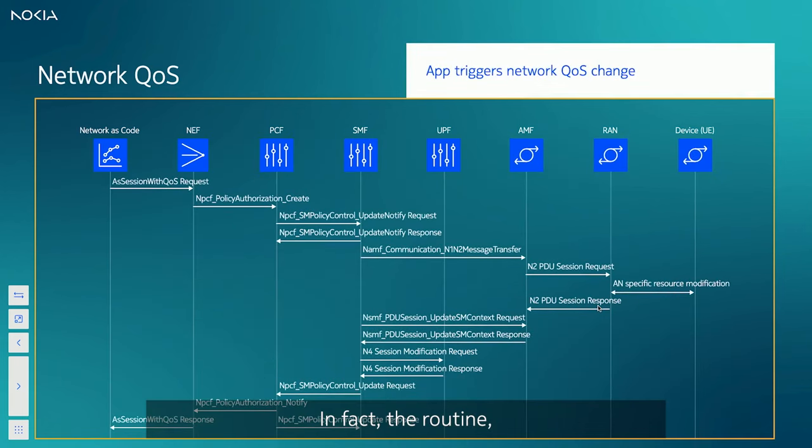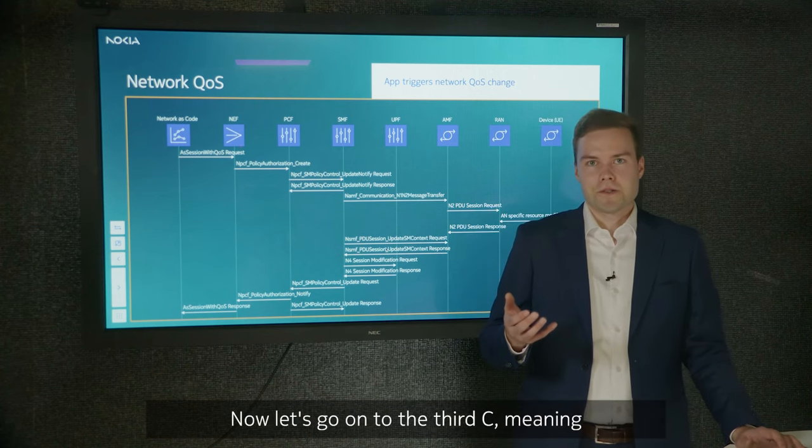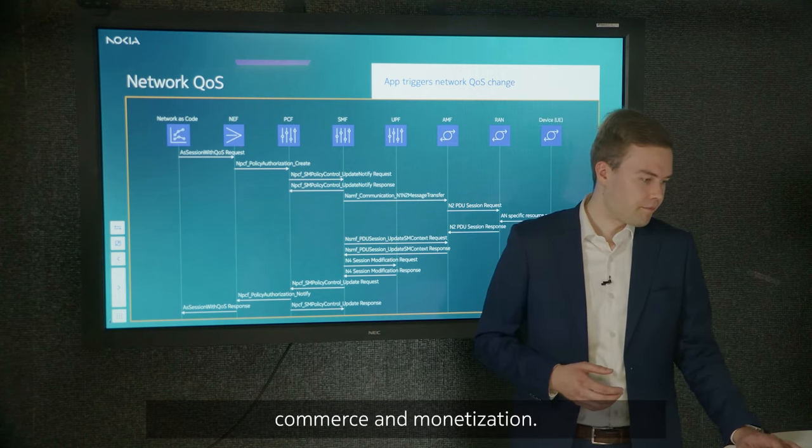In fact, the routine goes this much deeper down into various different subsystems inside of the network in order to achieve quality of service change on behalf of the drone in runtime. This is the kind of complexity that application developers who are non-network engineers are not willing to get involved with and should not have to get involved with. But by removing and simplifying this complexity, the Network as Code system has become a resource to application developers to complete this complex process. Okay, now let's go on to the third C, meaning commerce and monetization.